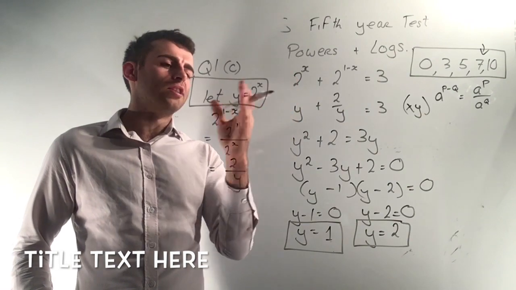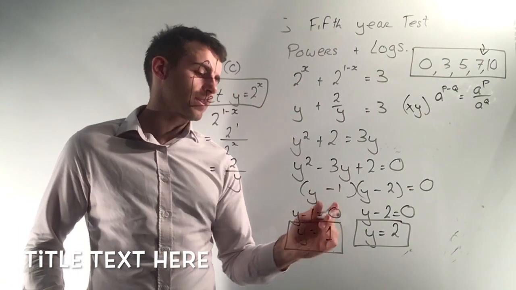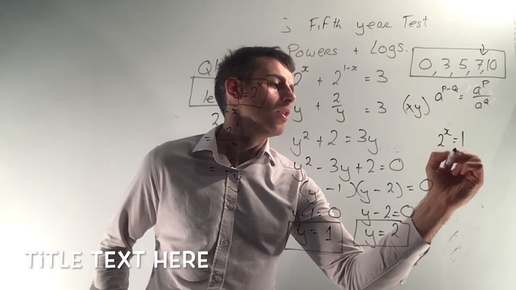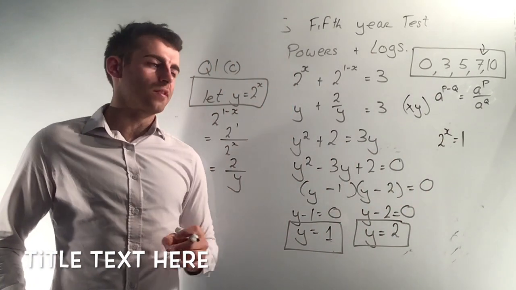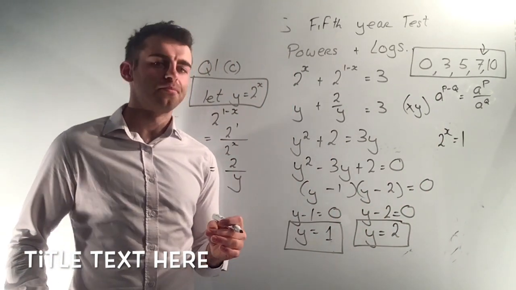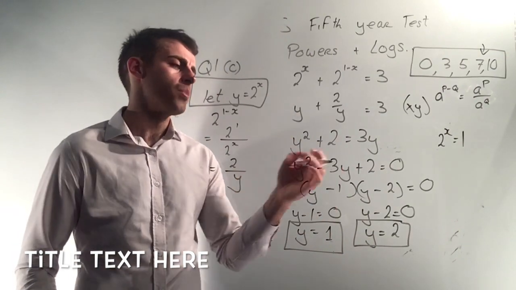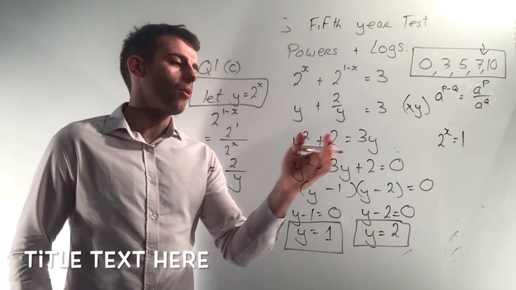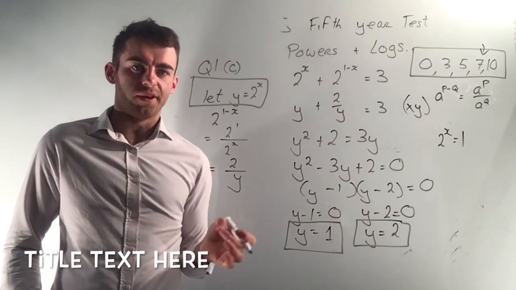So I originally said that y was equal to 2 to the power of x. So now I can say that 2 to the power of x is equal to 1. So that's my first one. Let's deal with this first, because a lot of people got caught out here. You have two options here. You could realize, right, my unknown is in the power. If my unknown is in the power, then I can introduce logs and solve it.